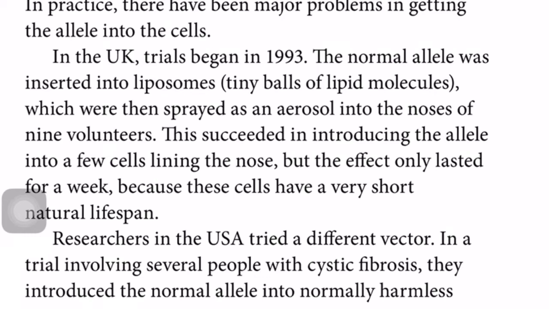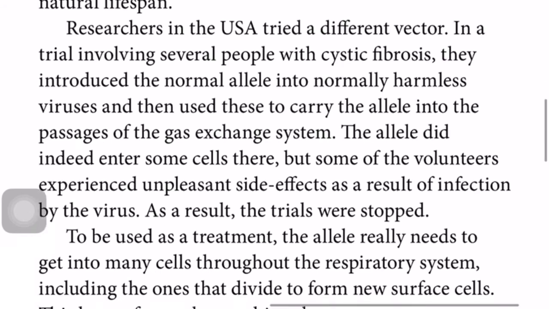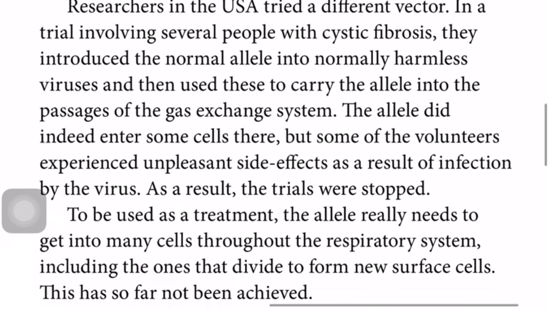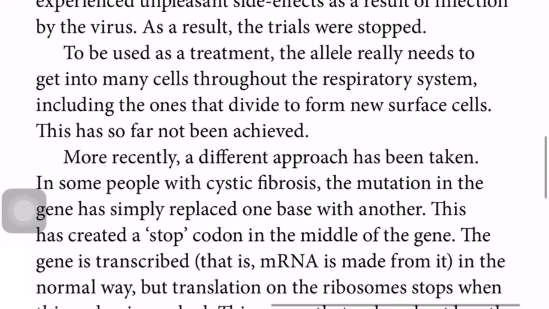I've explained a problem that may happen because of the short lifespan. Researchers in the USA tried a different vector in a trial involving several people with cystic fibrosis. They introduced the normal allele into a normally harmless virus and then used these to carry the alleles into the passages of the gas exchange system. The allele did indeed enter some cells, but some of the volunteers experienced unpleasant side effects as a result of infection by the virus. It did good, but then it did bad. It also caused infection, which was not our intended effect. As a result, the trials were stopped.